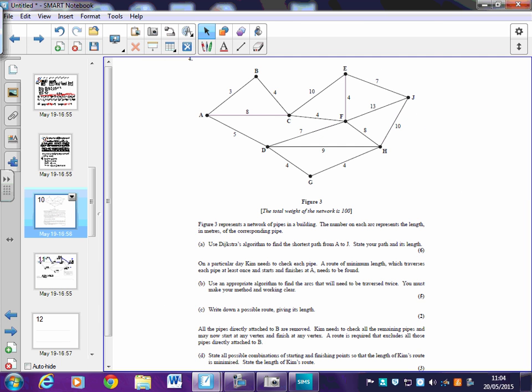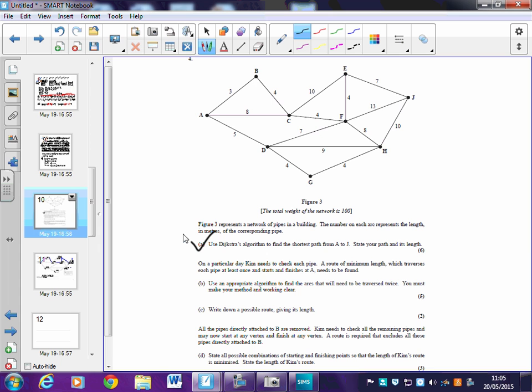Okay, that is part A done. On a particular day, Kim needs to check each pipe. A route of minimum length which traverses each pipe at least once and starts and finishes at A needs to be found. So this is now a route inspection problem, because she needs to basically walk along every path and check every pipe.